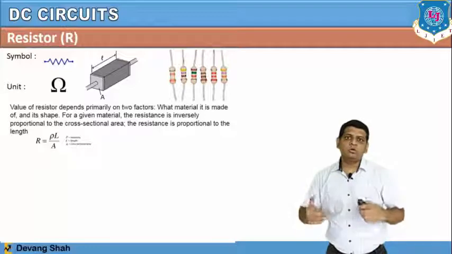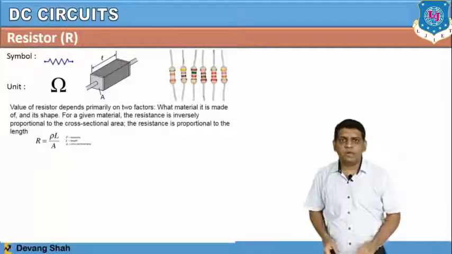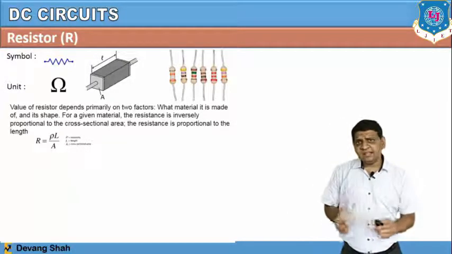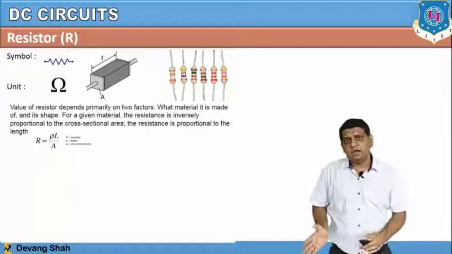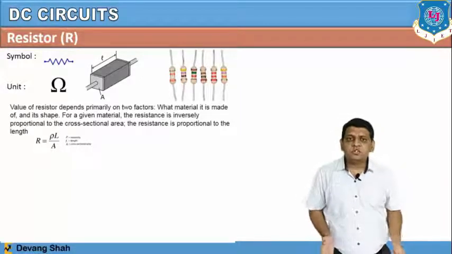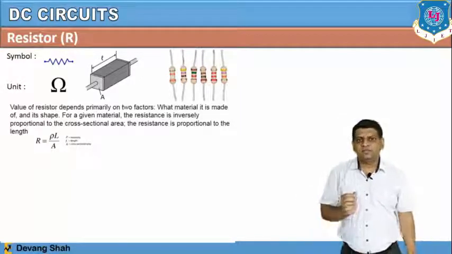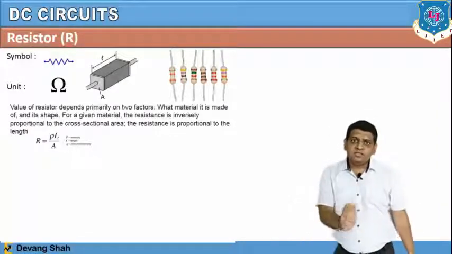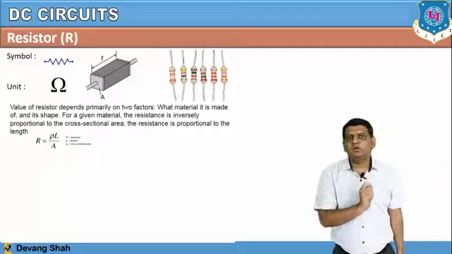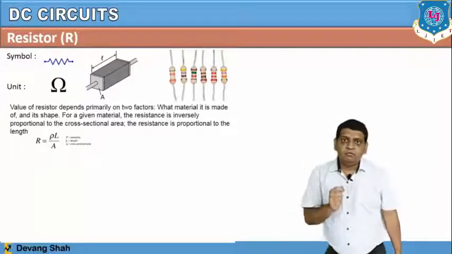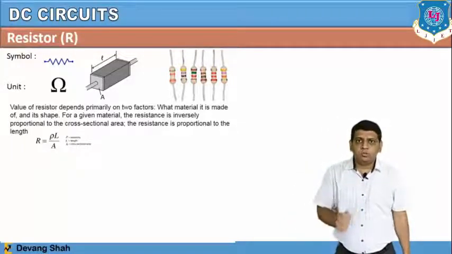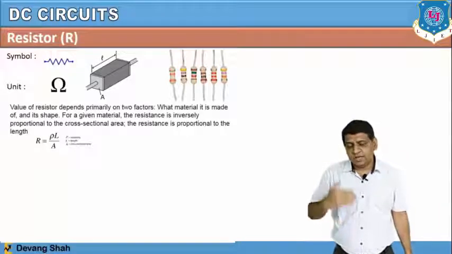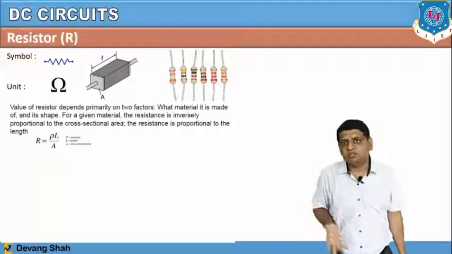So once you solve these two equations, you will find R is equal to rho L by A, where L is the length in meters, A is the area in meter squared, and rho is called the resistivity. Now this is a very important parameter, because resistivity is the property of the material that decides how much resistance that particular object offers.